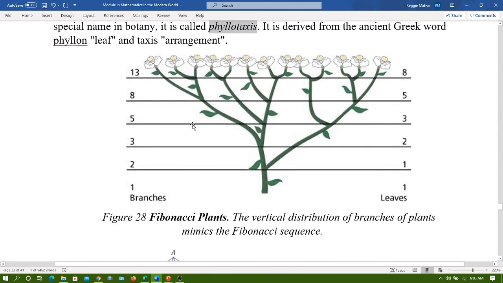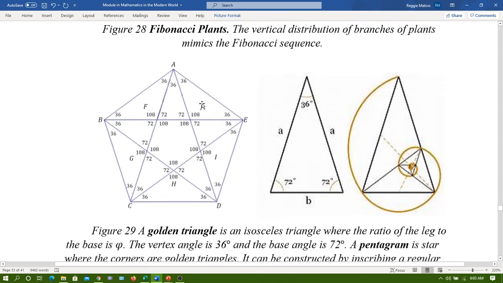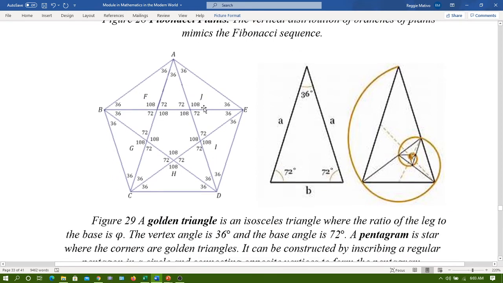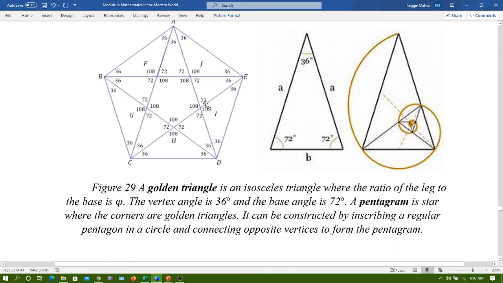So look at this figure. The vertical distribution of branches of plants mimics the Fibonacci sequence. You can also observe that in maybe the trees and the plants around you right now, if this is true. And then we have also the golden triangle, an isosceles triangle where the ratio of the leg to the base is 1.618. The vertex angle is 36 degrees and the base angle is 72 degrees.